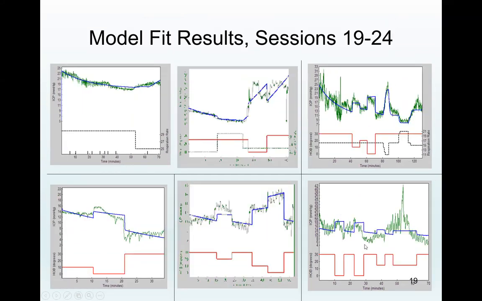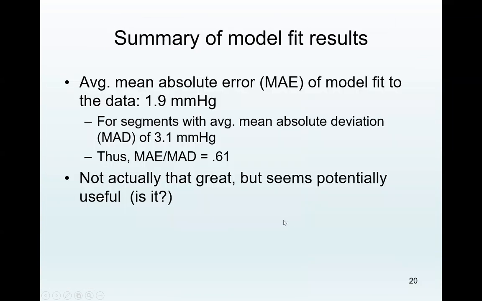So yeah, and here's one where there's some response. And then, okay, summary. So the mean absolute error, MAE, of the model fit measured in the actual thing we care about, which is millimeters of mercury. Intracranial pressure is around 10, less than 10.